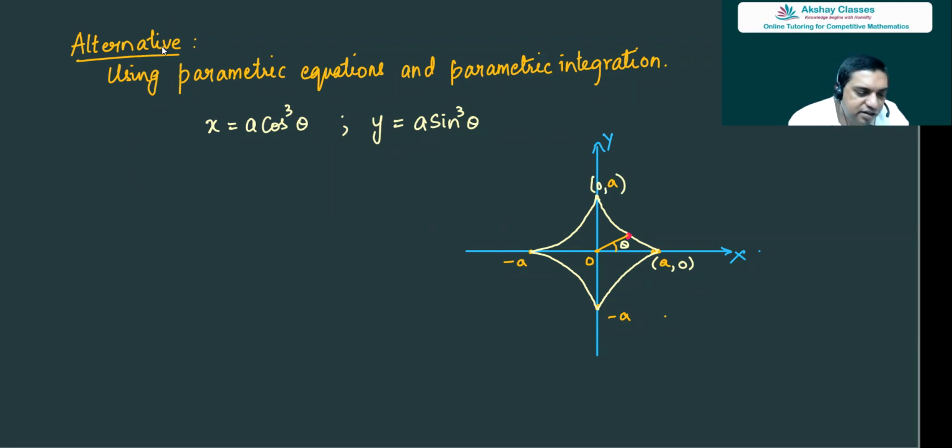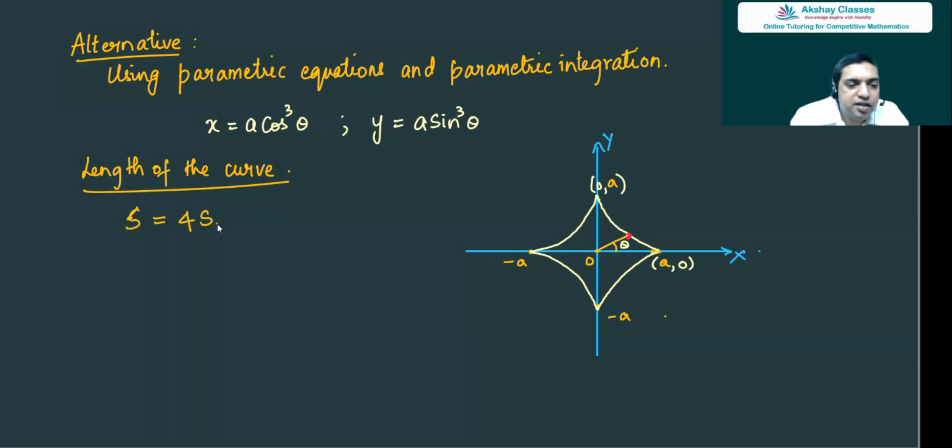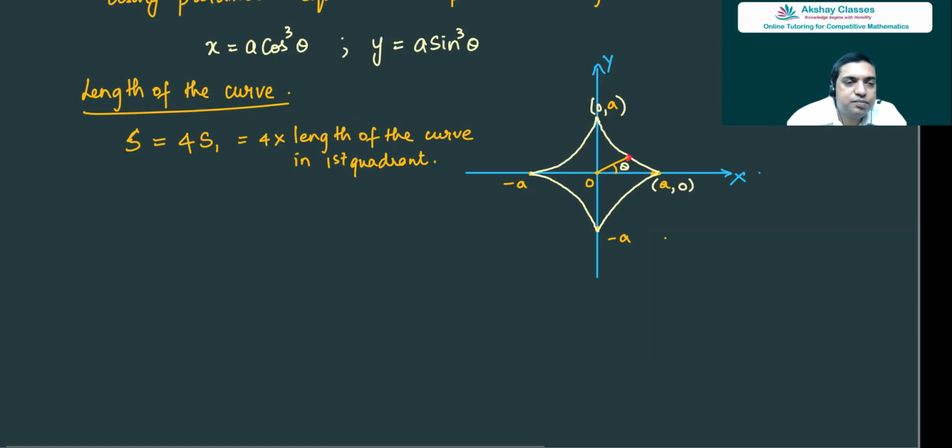Now finding the length of the curve by parametric representation. All right, the total length of this curve will be 4 times the length of the curve in the first quadrant. 4 into length of the curve in first quadrant. So now let's begin.